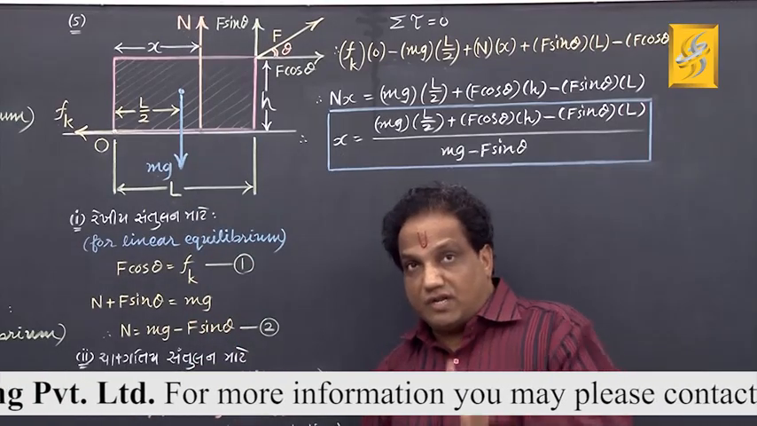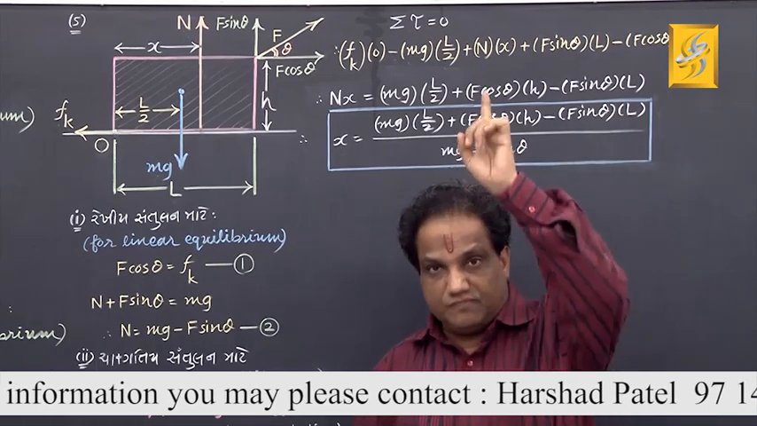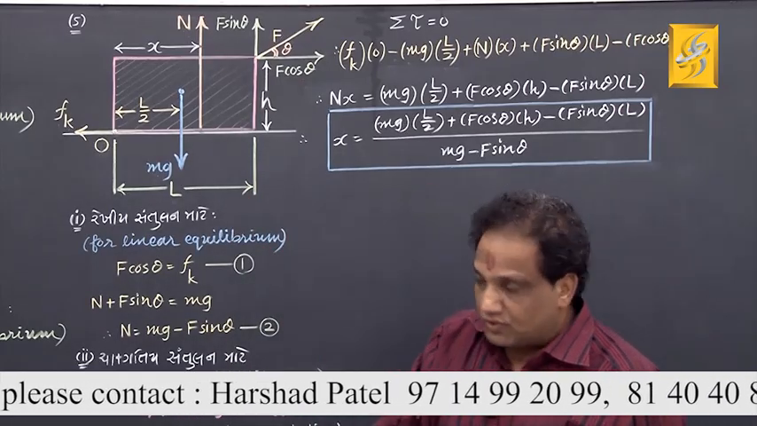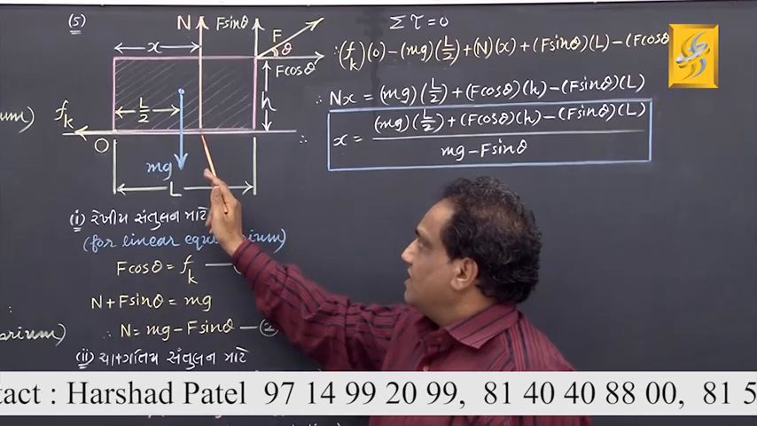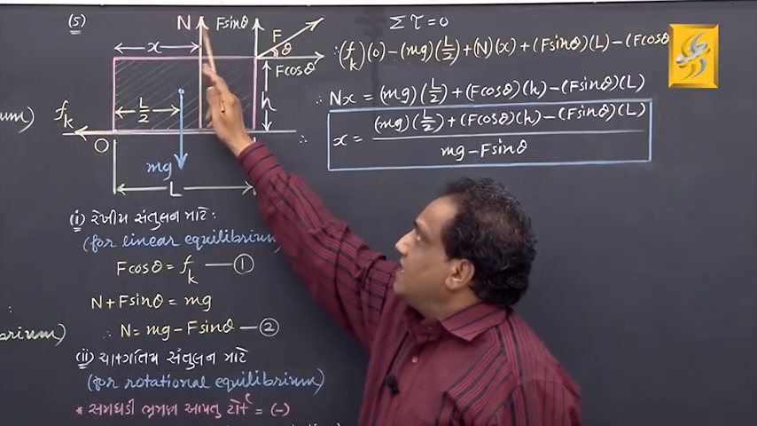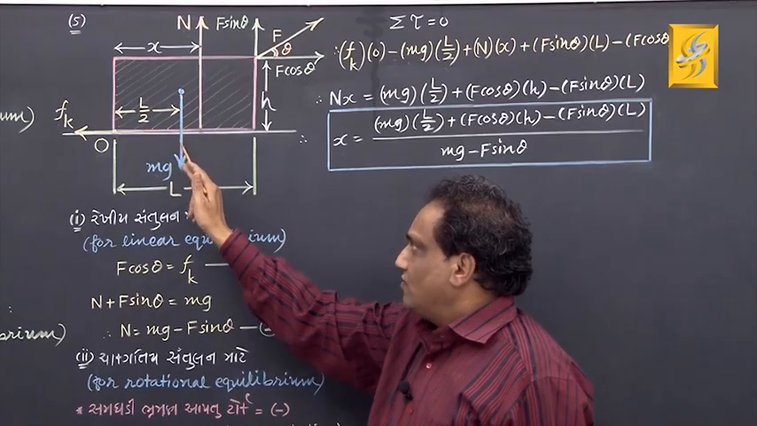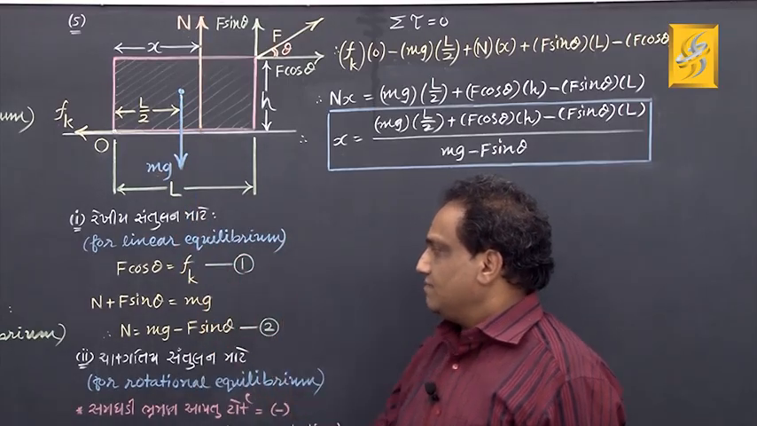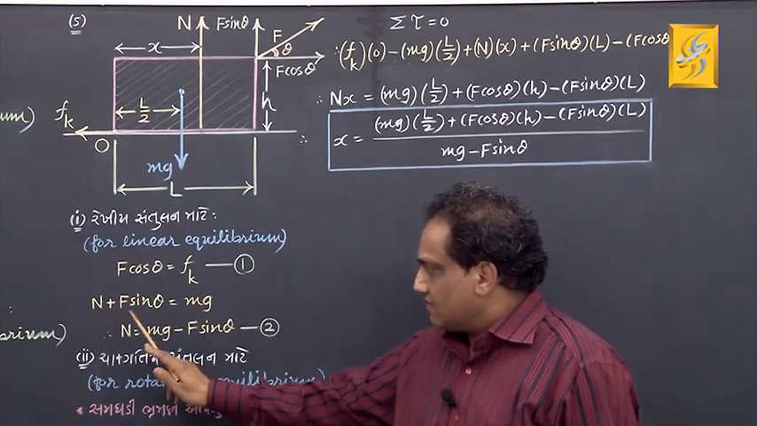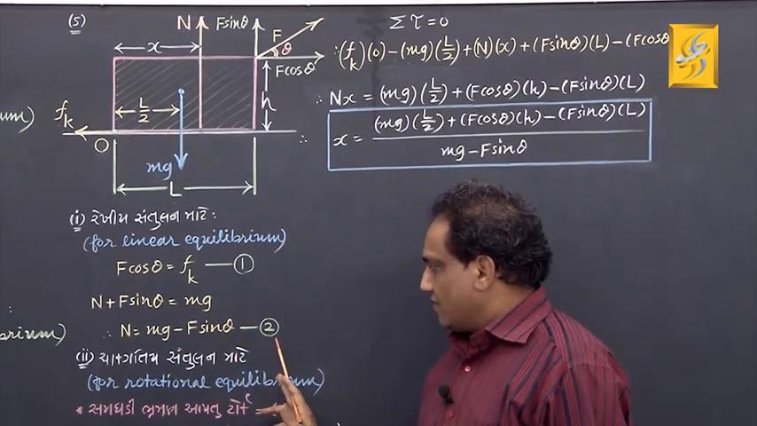This block is also under linear equilibrium along the y-axis. So whatever is the upward force, the same must be the downward force. There are two vertically upward forces, one is capital N and another is F sin theta. Just add N plus F sin theta. That should be equal to the vertically downward force, that is mg. Find out N, transfer this. So it is mg minus F sin theta. Give it equation number 2.